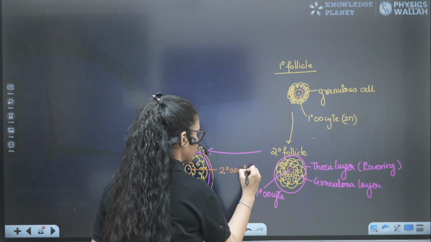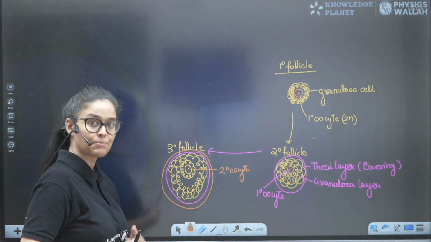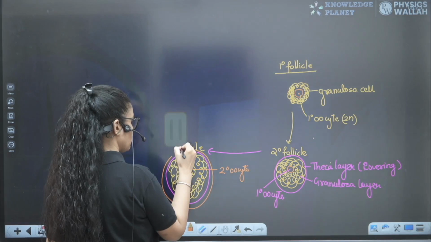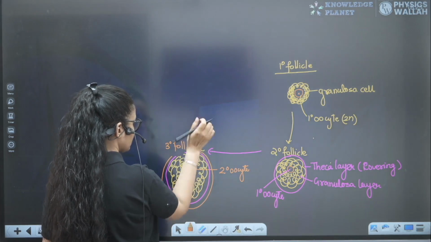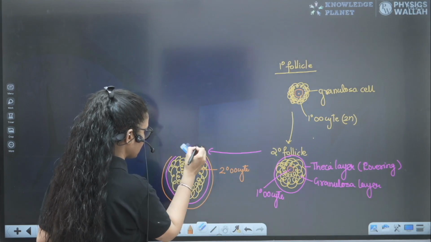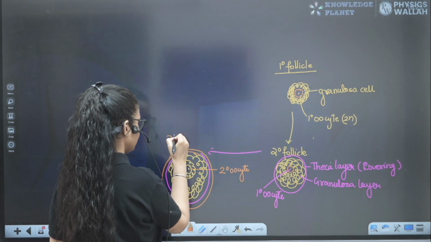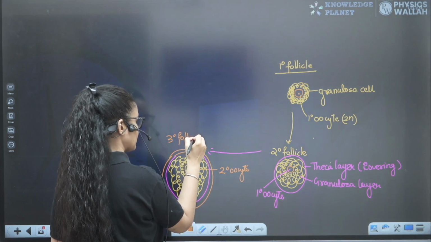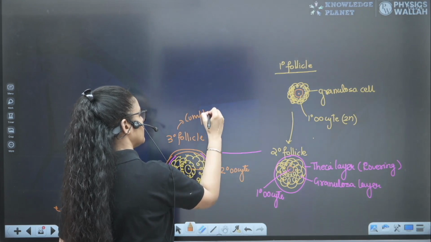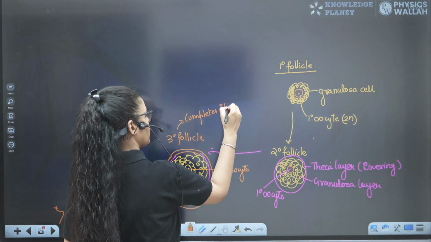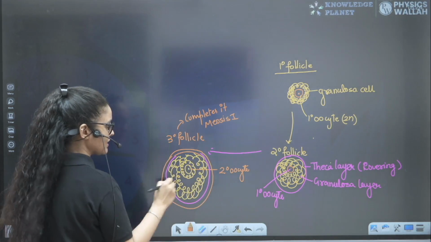So that means they will ask you a question in NEET: in which follicle will this meiosis be completed? So obviously you have to remember that it will be completed in the tertiary follicle, right? So this is the tertiary follicle where the egg completes its meiosis 1 to form the secondary oocyte.